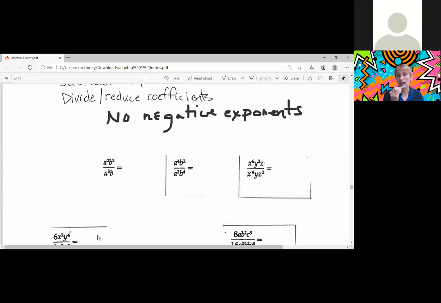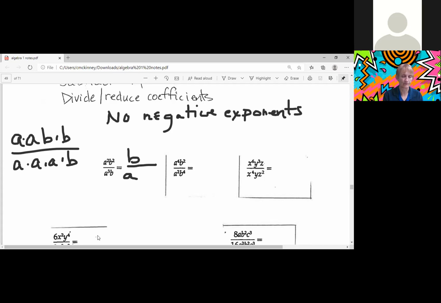So when you look at the A's, the most A's are in the bottom by 1. The most B's are in the top by 1. So that's my answer, B over A. So why does this work? Well, this A squared is A times A, B times B, and then the bottom would be A times A times A, and just one B.